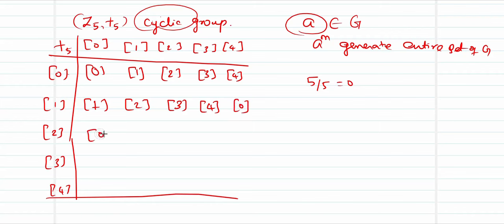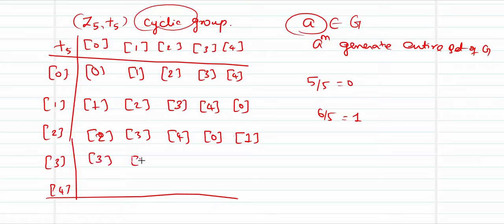2 plus 0 is 2, 2 plus 1 is 3, 2 plus 2 is 4, 2 plus 3 is 5, remainder 0. 2 plus 4 is 6, 6 divided by 5 leaves remainder 1, so this will be 1. 3 plus 0 is 3, 3 plus 1 is 4, 3 plus 2 is 5, so 0, 3 plus 3 is 6, so remainder is 1. 3 plus 4 is 7, 7 divided by 5 leaves remainder 2.